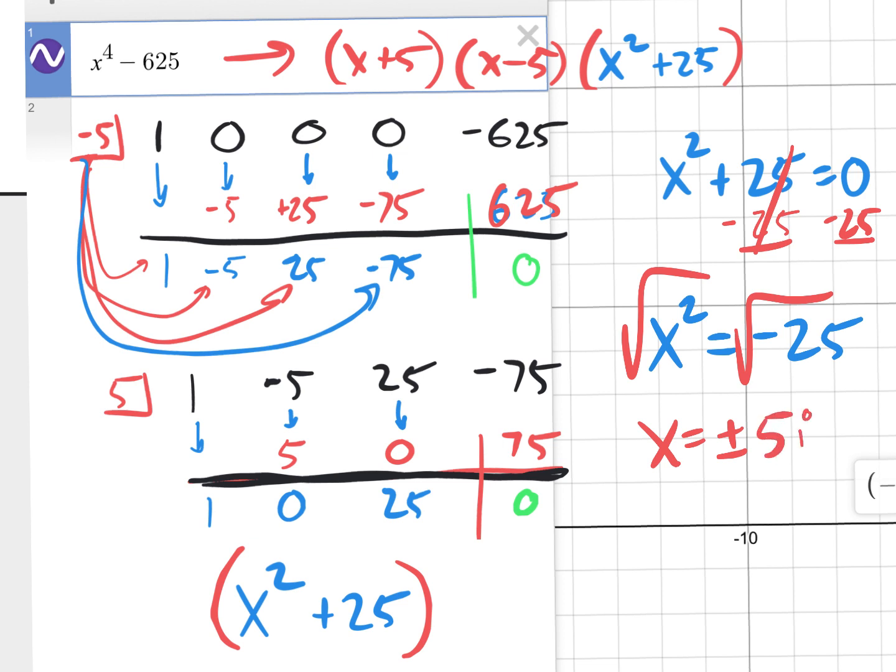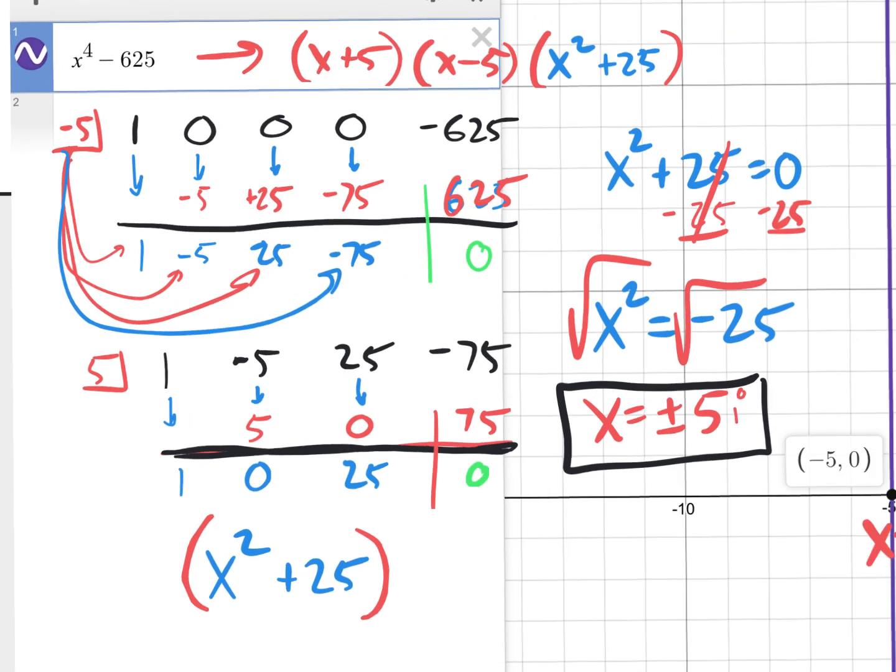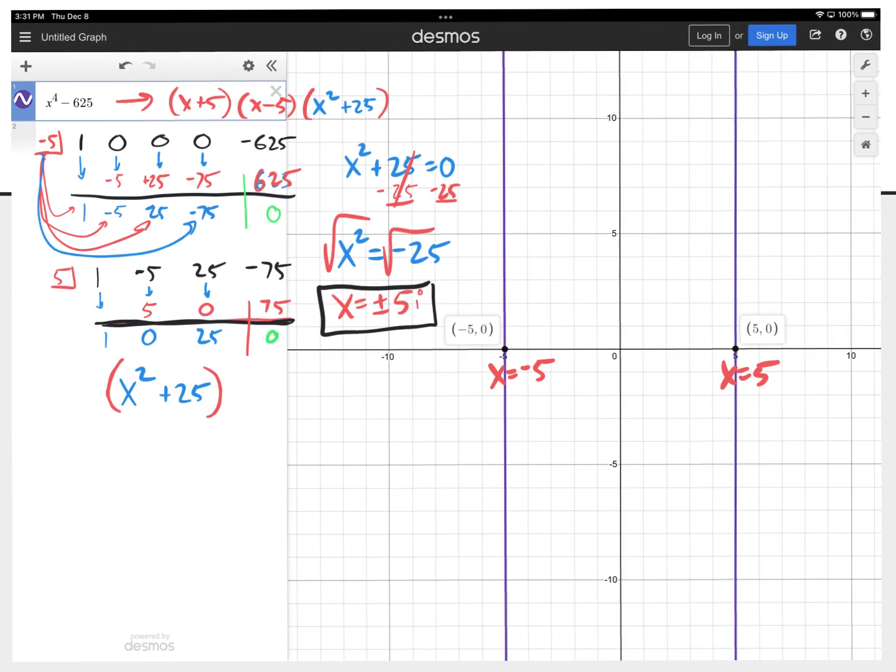Okay, so what does that mean? We have two answers right here that are imaginary, both the positive 5i and the negative 5i. Those are two answers that are imaginary, and the other two answers are obviously negative 5 and positive 5, and we had that since the beginning when we graphed it because it crosses at negative 5 and positive 5. But those are the two real, these are the two imaginary. That gives you a total of 4 answers, which is according to that degree of 4.